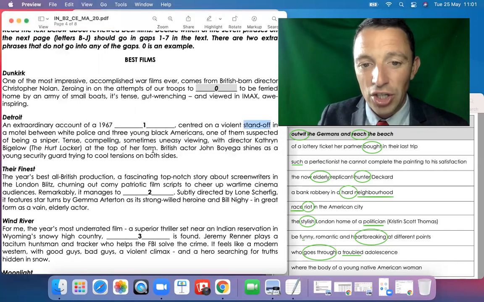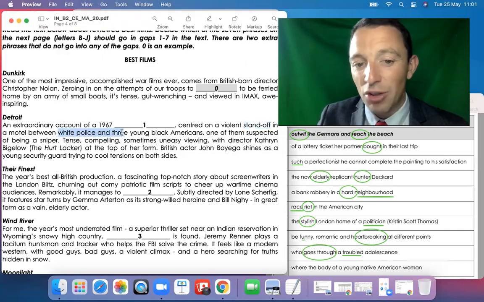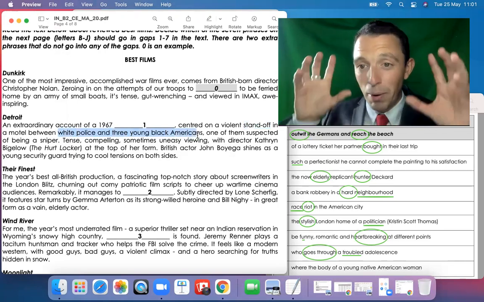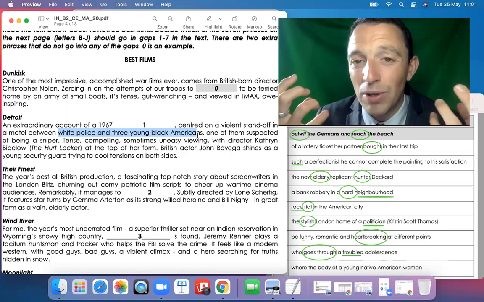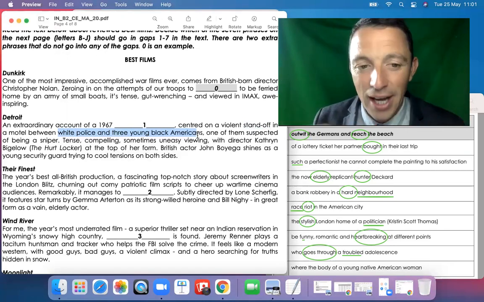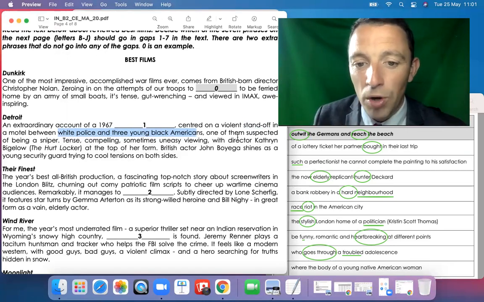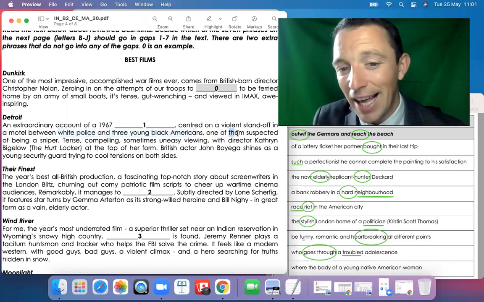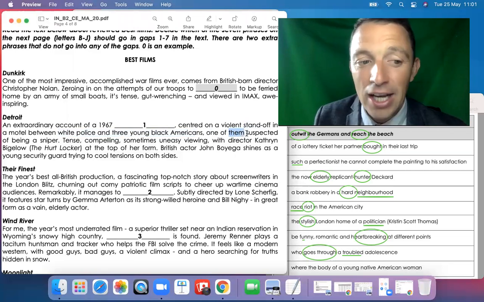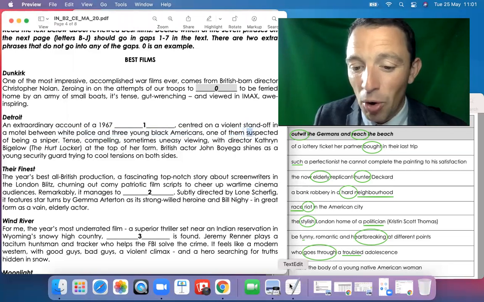So in this situation, a standoff in the motel between white police and 3 young Black Americans. So the two groups are not interacting. There's no speaking, there's no communication. It's a standoff, okay? One of them, so again, that structure, one of, it's necessarily plural, and them obviously is plural. Suspected is important vocabulary.